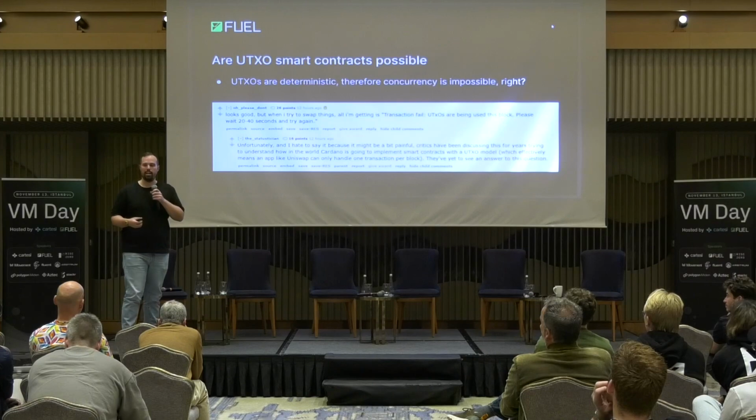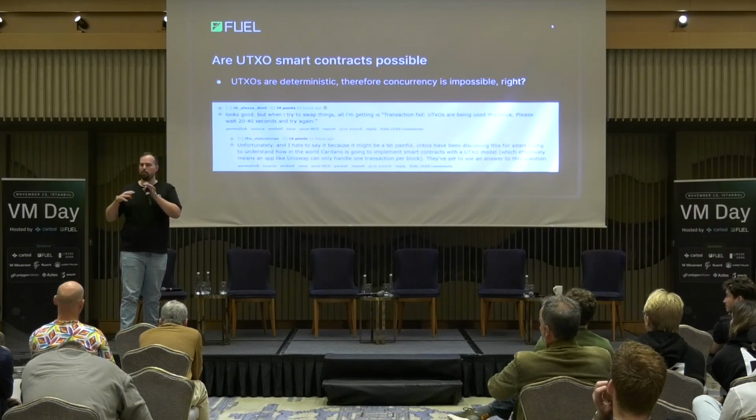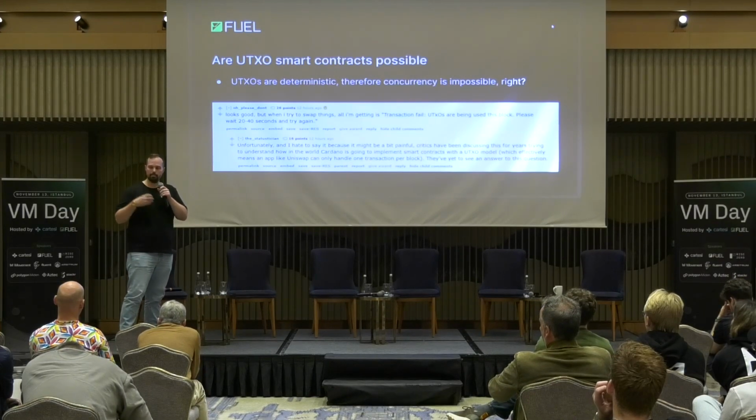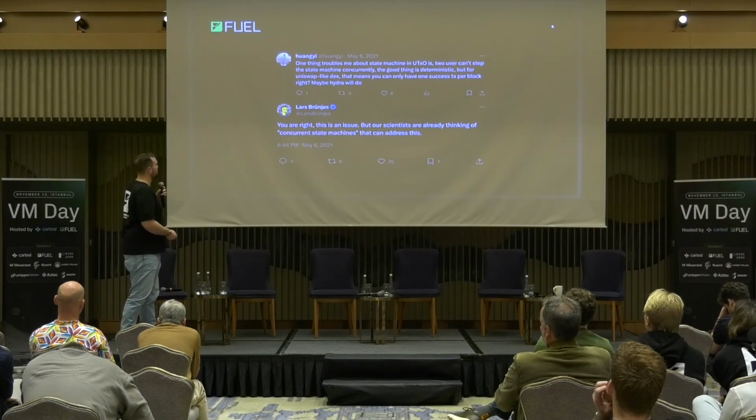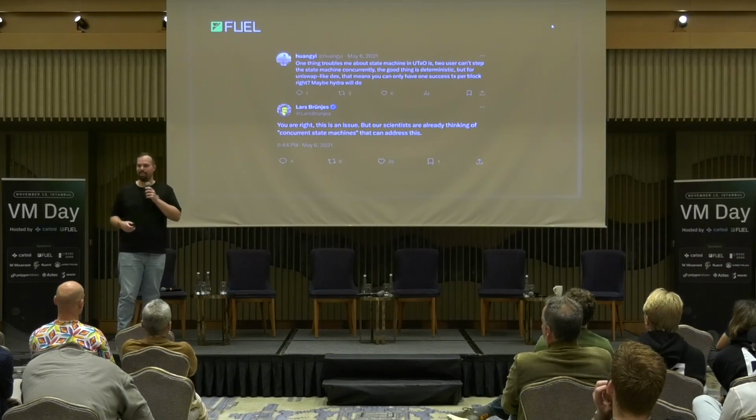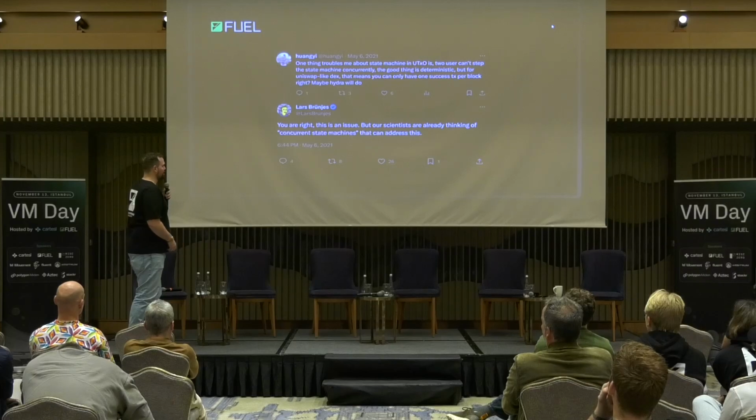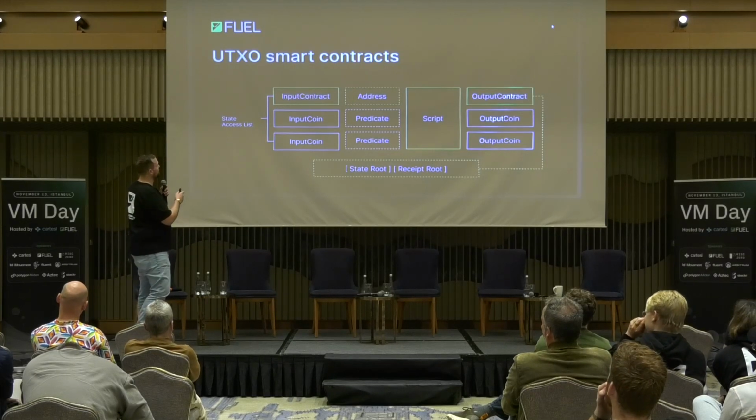Is it possible to have really nice Ethereum-style malleable state smart contracts in a VM? The answer is absolutely. And this is another funny one that I found too. Effectively, their scientists are working on it. Effectively, UTXO smart contracts are very possible.